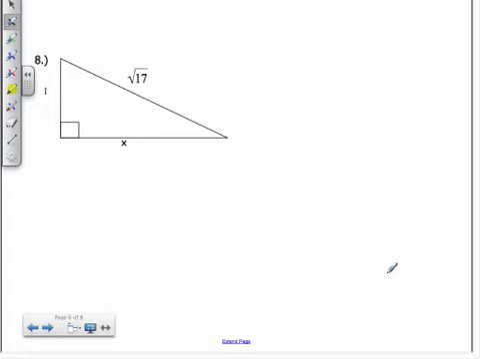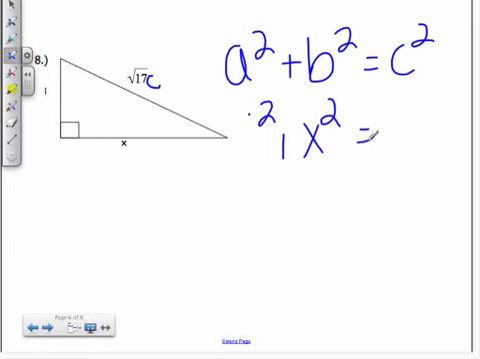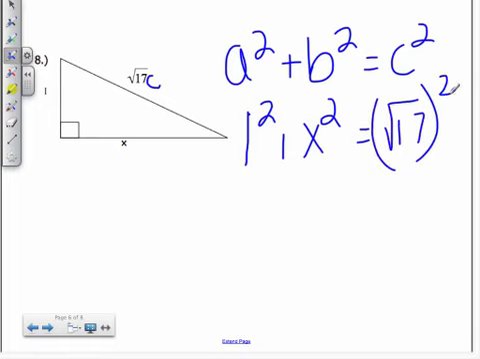Okay, so now let's look at number 8. For number 8, I want you to identify what the hypotenuse would be. Hopefully you said that the hypotenuse is this radical 17 right here because, again, it's across from the right angle. So we're going to use Pythagorean theorem again. A squared plus b squared equals c squared. And I'm going to say that this is the c value. So 1 and x can be interchangeable for a and b. So I'm going to say 1 squared plus x squared equals radical 17 squared, and hopefully you remember your parentheses.